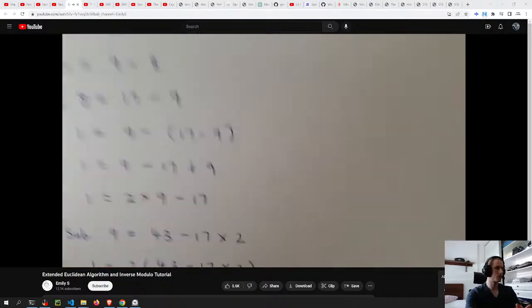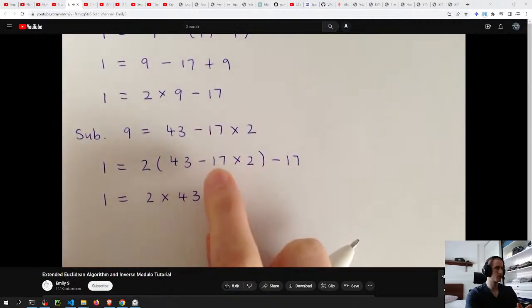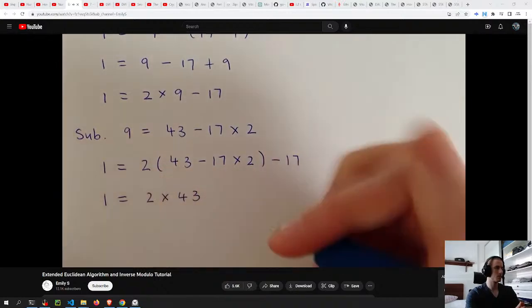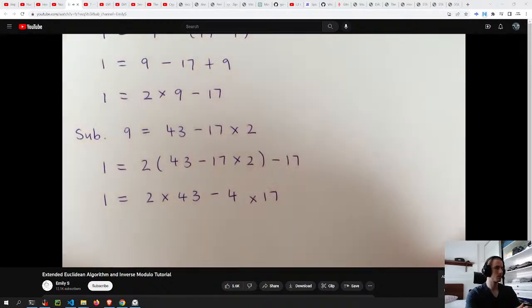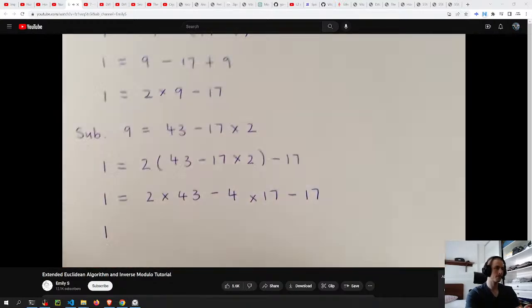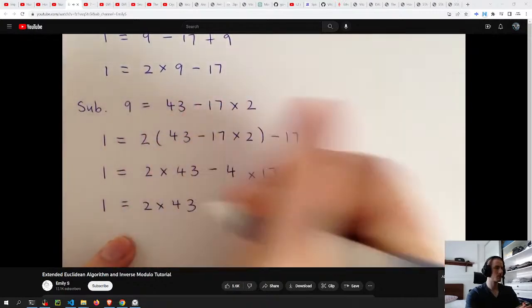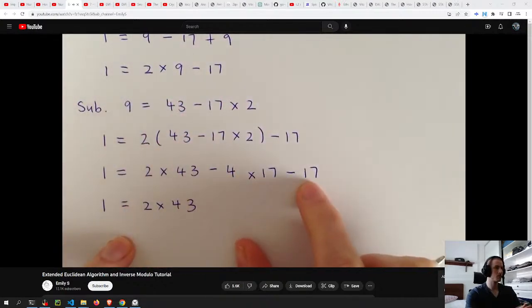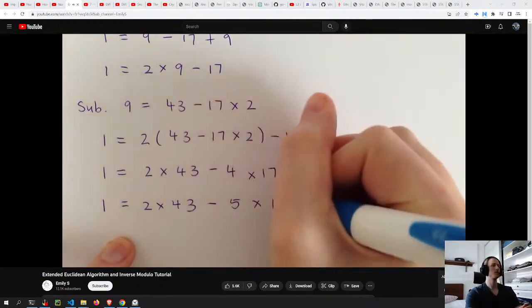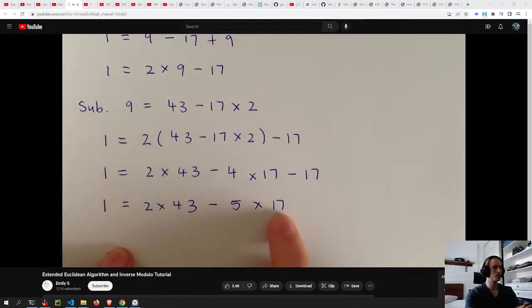Okay, and then we can just expand that one out. So we've got 2 times 43. And then because this 17 is in the original equation, we want to keep it in terms of that 17. So we've got negative 17 times 2, and then times 2 again. So that is the same as saying negative 4 times 17. And then we also have this extra minus 17. So we can simplify that again. So 2 times 43. We've got a negative 4 times 17 and a negative 1 times 17. So that's negative 5 times 17. Okay, and so we've got our equation in terms of 43 and 17.